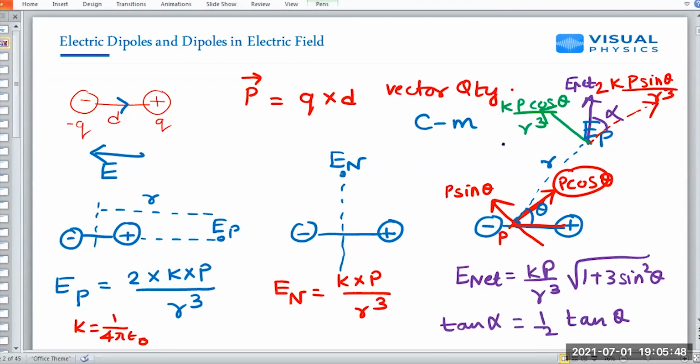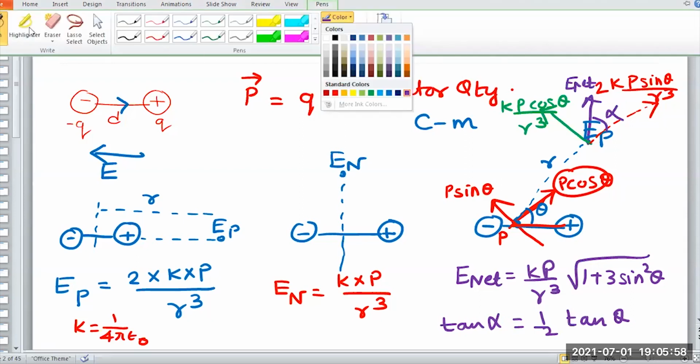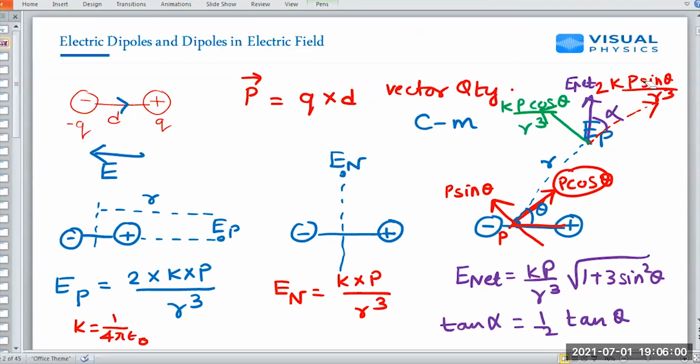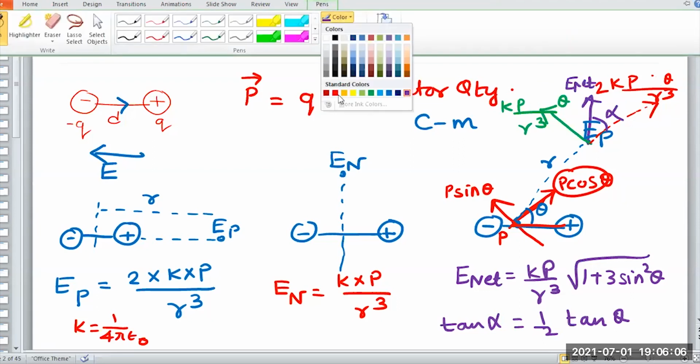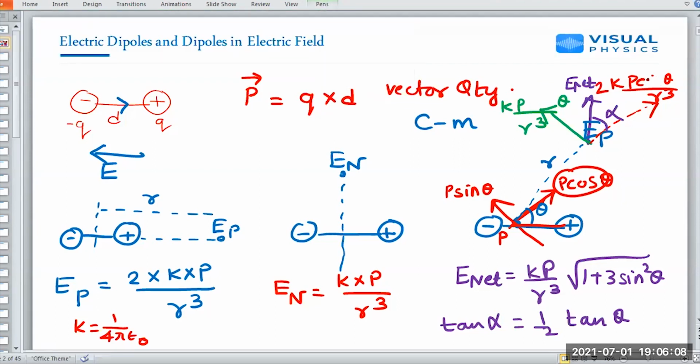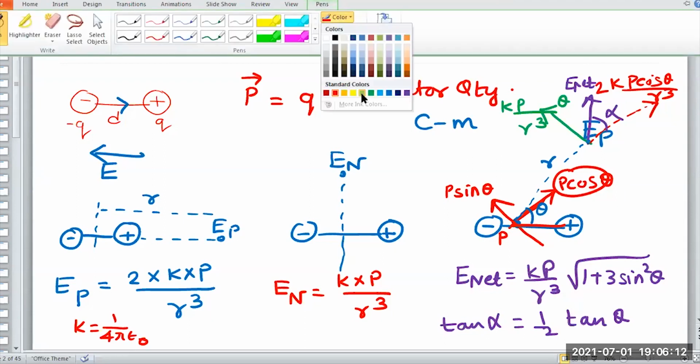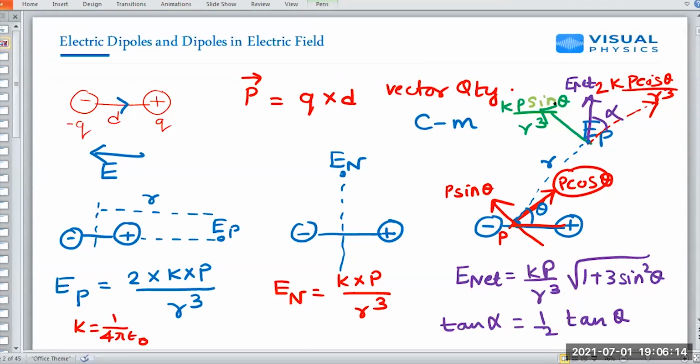2P cos theta. Okay. I'm sorry, Naveen. Thank you. This is cos theta. This is sin theta. I'm sorry. Cos theta. This is sin theta. Okay.